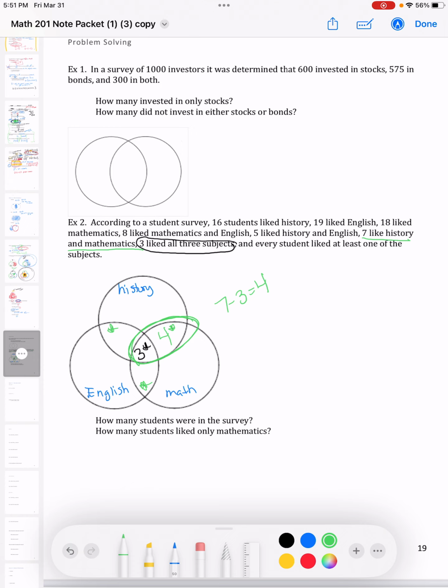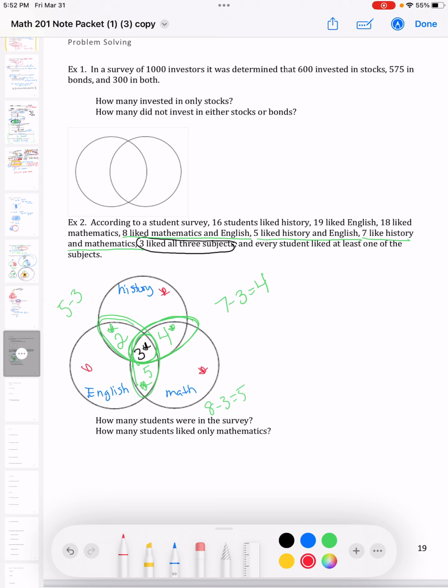I would do the same thing for the other ones that are like this. So history and English, that total has to be 5. I've already got 3, so that would give me 2. And 8 people liked math and English. Still got that 3 in there, so 8 minus 3 gives me 5. I'm going to keep working out.